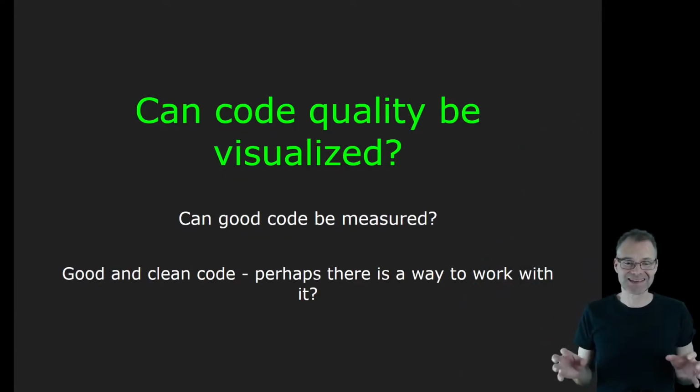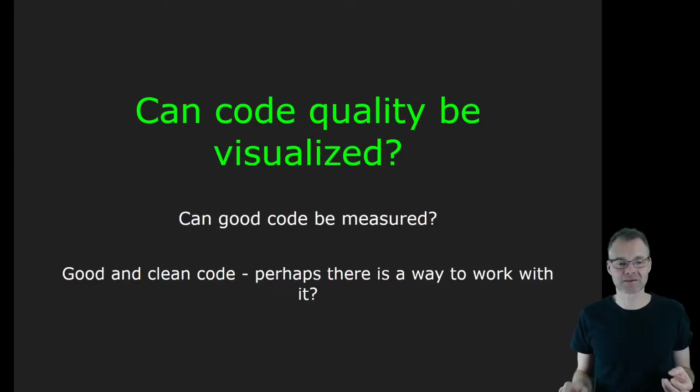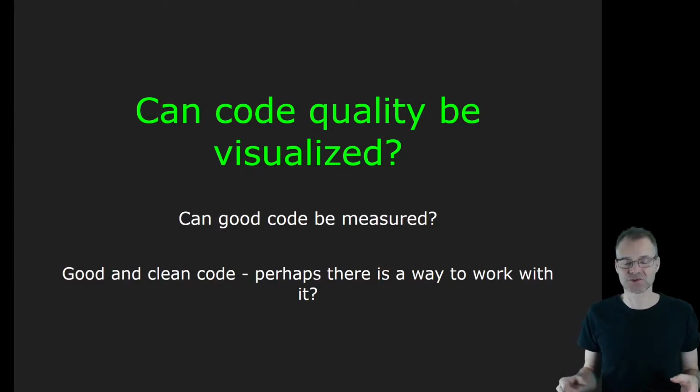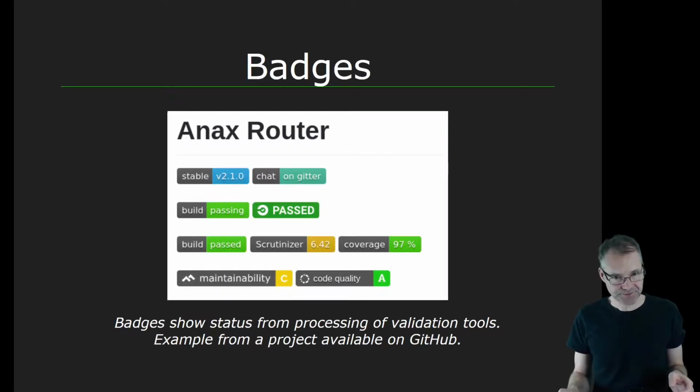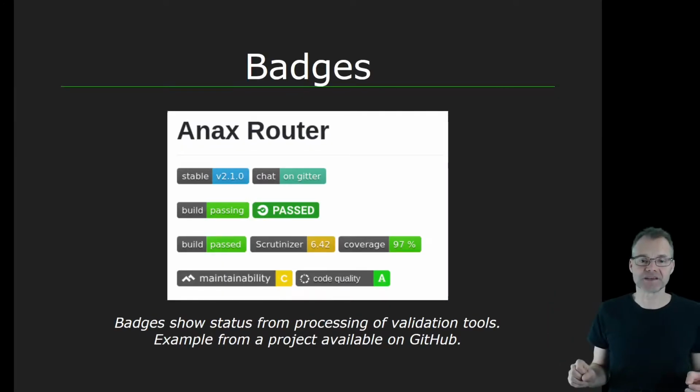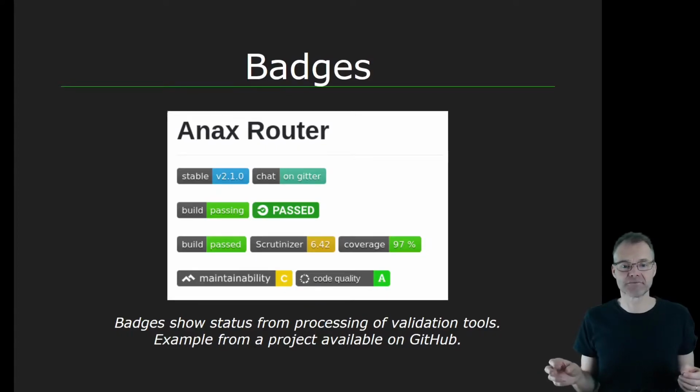Though, can we actually visualize code quality? Can it be done? Can it be measured? Can we get a picture of it? And if we can, wouldn't that be great? Because that might help us on our journey to produce good and clean code. One way to do this is what I would say is badges.